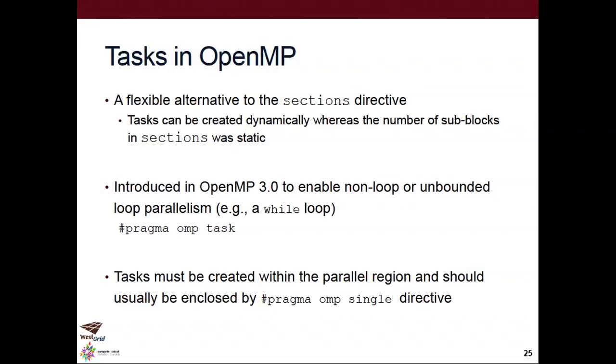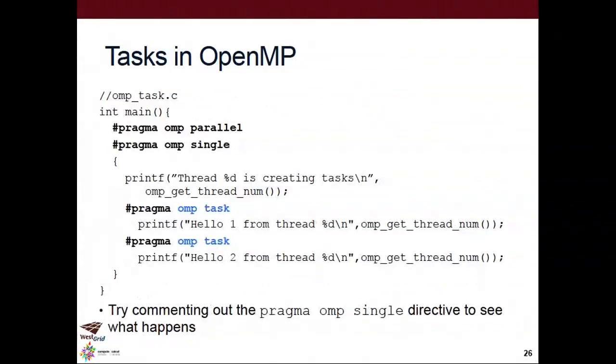So it's a little bit different than section. And to use tasks, it's better to use this pragma omp single before starting any task. Otherwise, each thread will start a task. So I'll show you this example so you can understand better what I'm talking about. So again, everything should be in an OMP parallel section. That's the default. Everything should be in the parallel section of OpenMP.